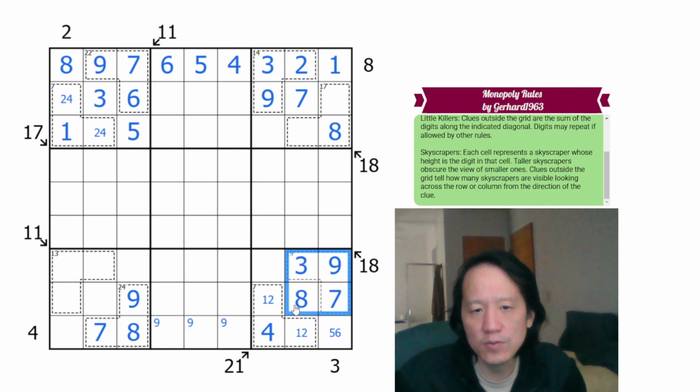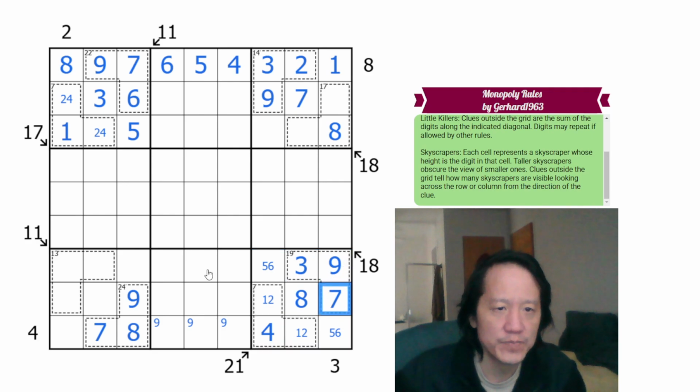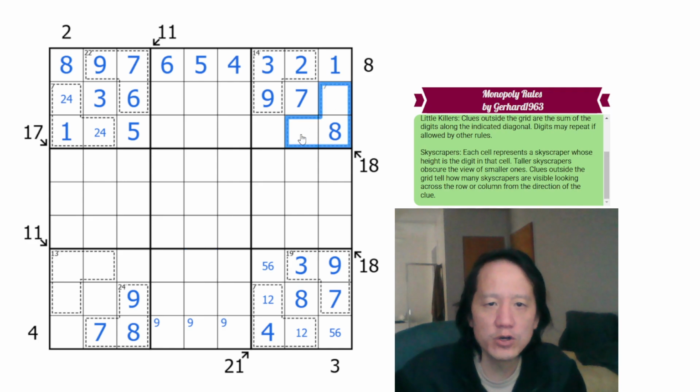Therefore, what is the last cell? It also must be 5 or 6 because those are the only digits remaining in box 9. Okay. What about these 2 cells? These 2 cells must add up to 17 minus 8, which is 9.